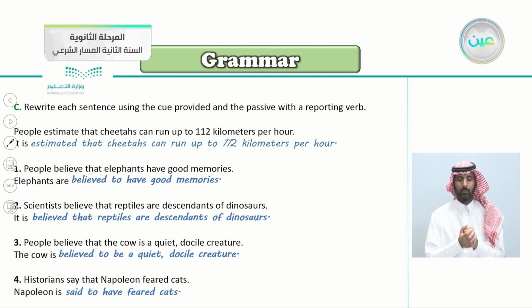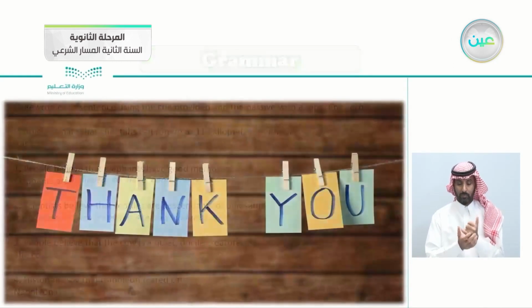So when the verb is believe, we say believed. When the verb is say, we say said. When the verb is estimate, we say estimated. The reporting verb is according to the main verb in the sentence.